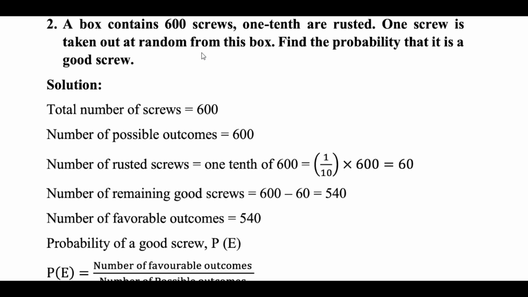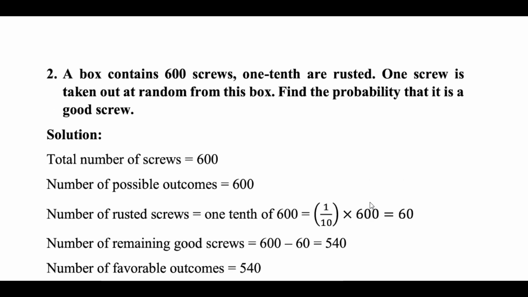So total number of screws is 600. 1/10, that is 10%, is rusted. So 10% of that 600 will be 60. So if the number of rusted screws is 60, the number of remaining, that is the good screws, is 540.